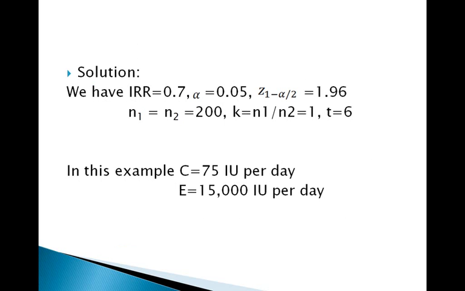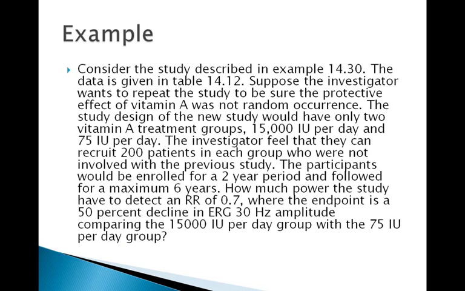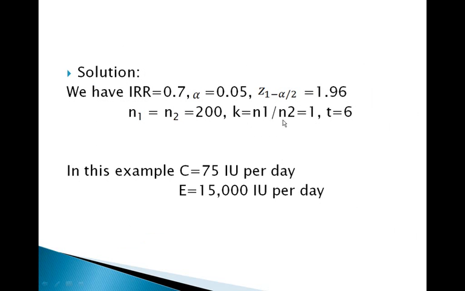The solution is that we have an incident rate ratio of 0.7, and we have an alpha predefined 0.05, giving us a z critical of 1.96. We expect to get 200 participants in each of the two groups. Our ratio of allocation is 1, and we have a follow-up time of 6 years.